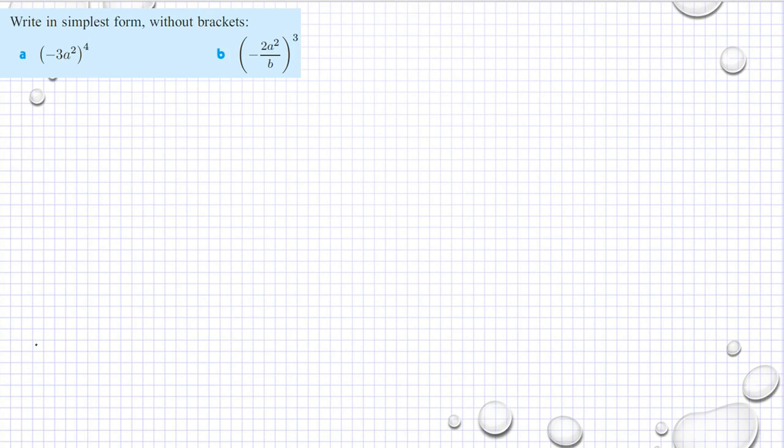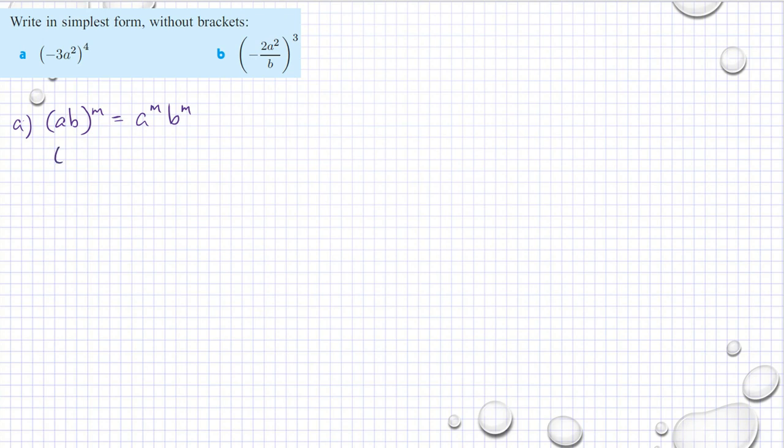More examples. Write in simplest form without brackets or parentheses. Let's try a. Then we have negative 3 multiplied by a squared, in parentheses, raised to 4. There are laws that we can use. For example, we know that ab raised to m is the same as a raised to m, b raised to m. We can use that.